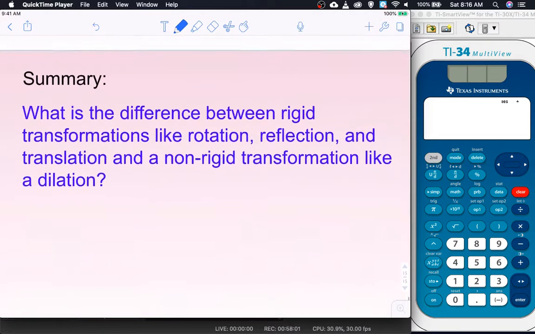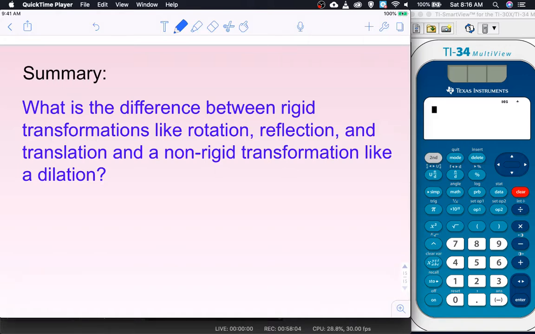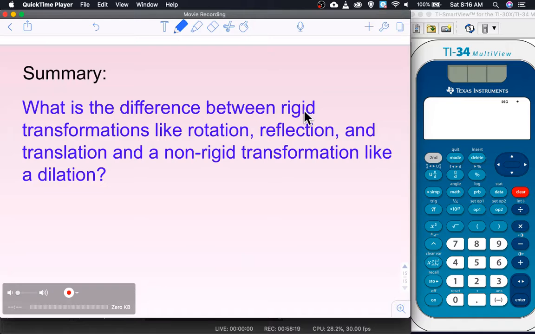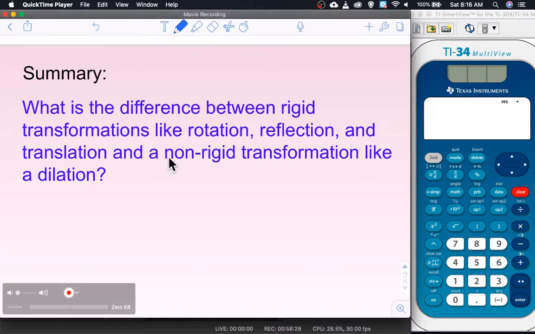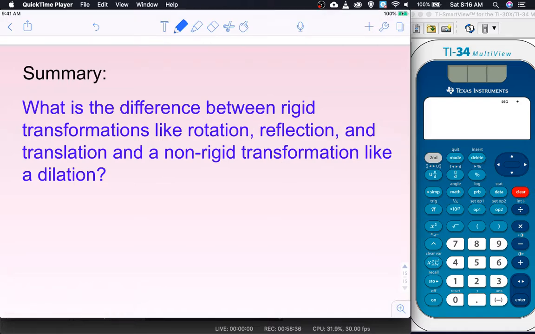And summary. What is the difference between rigid transformations like rotation, reflection, translation, and a non-rigid transformation like a dilation? What do you think? Well, with rigid transformations, the size and shape of the object stays the same. I keep using the word twinsies. They're twins. They're exactly the same. They're identical. With a non-rigid transformation, your new object is bigger or smaller than the original.